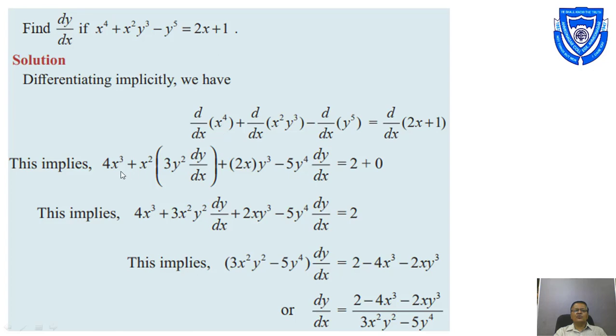Derivative of x raised to 4 is 4x cube. Derivative of x square into y cube is x square as it is into the derivative of y cube, which is 3y square into dy by dx, then y cube as it is and the derivative of x square, which is 2x. Derivative of y raised to 5 is 5y raised to 4 into dy by dx. And derivative of 2x plus 1 is 2. Simplify this and find the value of dy by dx. You can read this simplification. I will skip this.